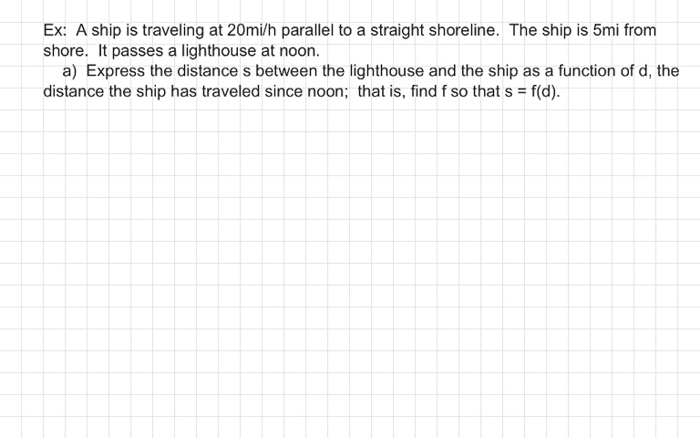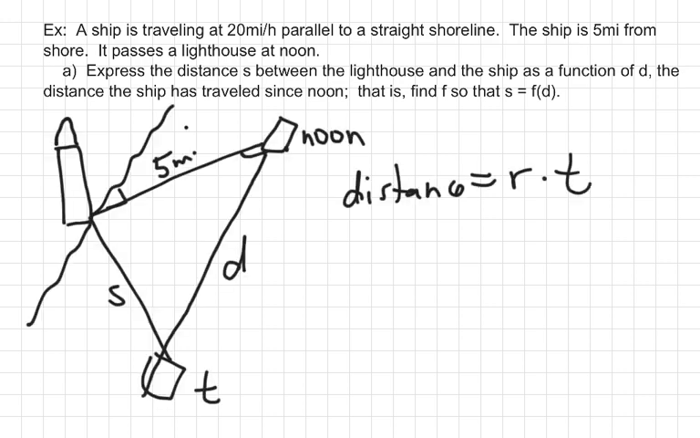Well, we can relate the distance s and d by the Pythagorean Theorem. So if we say that there's a right angle over here, and you can't see it, and it doesn't really look like a right angle, but we remember from geometry that we're not allowed to assume anything. Over here at noon, the ship was 5 miles from the shore. And then it keeps traveling this way until it's at time t, and it's s units away from the lighthouse.